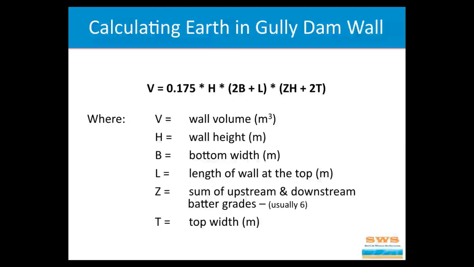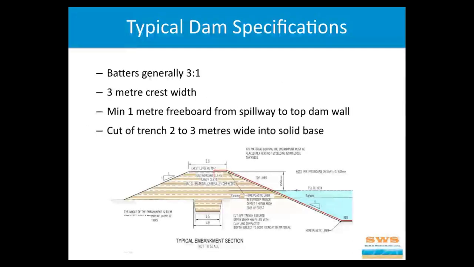We looked before, we spoke about typical construction of a wall, typical specifications of a wall. Here's just typically what we look at when I've designed dams previously. This is just a good basis for us to start. Final design usually depends on your soil types at times, but generally if you've got a good holding clay, we've got our crest width, which is 3 metres wide. Our batters are generally 3 to 1, and you can see on the triangle there, it's 3 to 1. We've got a cutoff trench through the base of the wall.